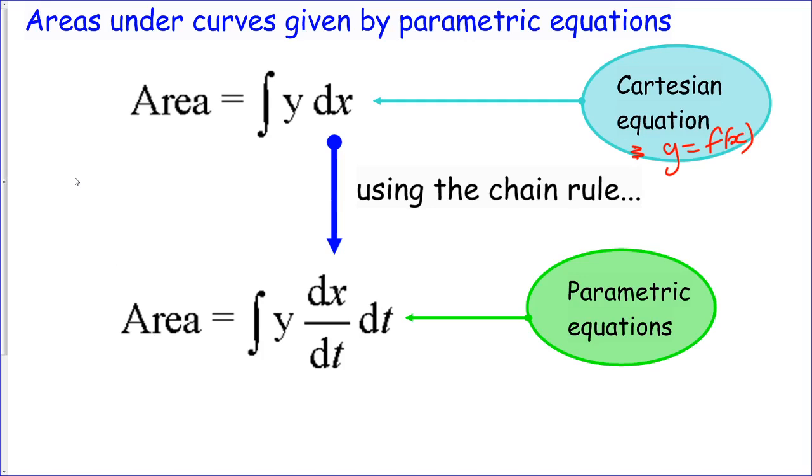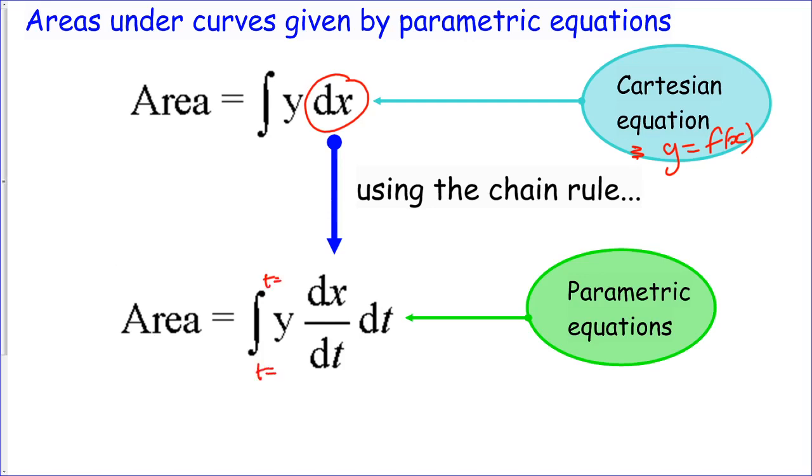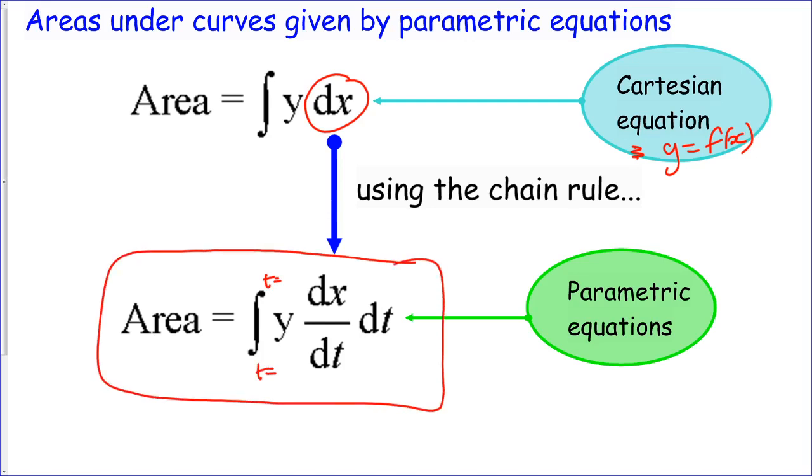So this is using the chain rule. We're going to replace our dx here with this, which is a combination that cancels down to dx, but this has t's in it. So this says change our integral, just like substitution, from x's and y's into just an integral in t. So this has limits of t equals as well, and t equals. This is a fact that you need to know. It's not in the formula book, so you do need to learn it. So this is any time you have to find an area involving parametrics.